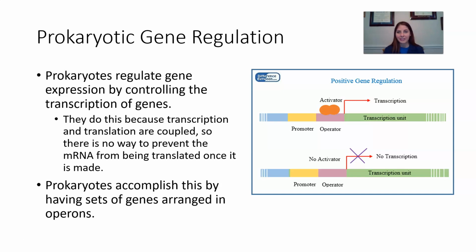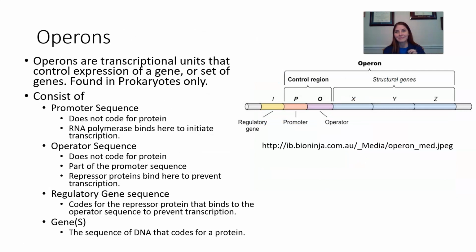So, prokaryotic gene regulation. They regulate gene expression by controlling the transcription of genes. And they do this because transcription and translation are coupled, meaning there's no way to prevent the messenger RNA from being translated as soon as it's made. Prokaryotes accomplish this by having sets of genes arranged in a structure that's called an operon. Operons are transcriptional units that control the expression of a gene or a set of genes that are found only in prokaryotes. Operons consist of the following parts.